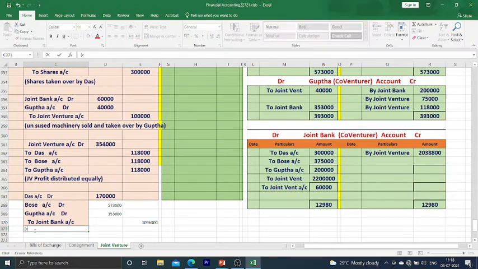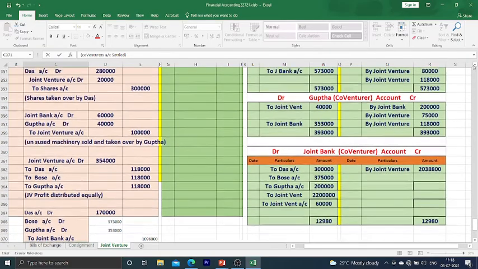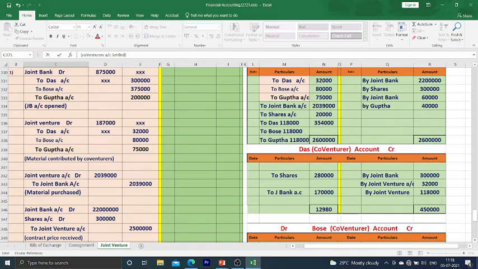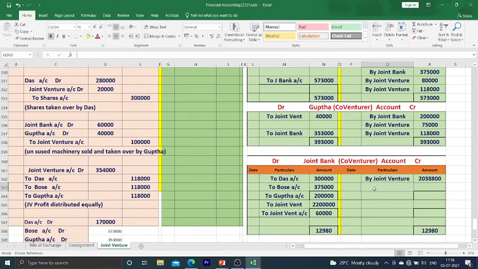Co-venturers' accounts are settled. This we will post in the joint bank account: by Das, by Bose, by Gupta. By Das account, 1,70,000. By Bose account, 5,73,000. By Gupta account, 3,53,000.